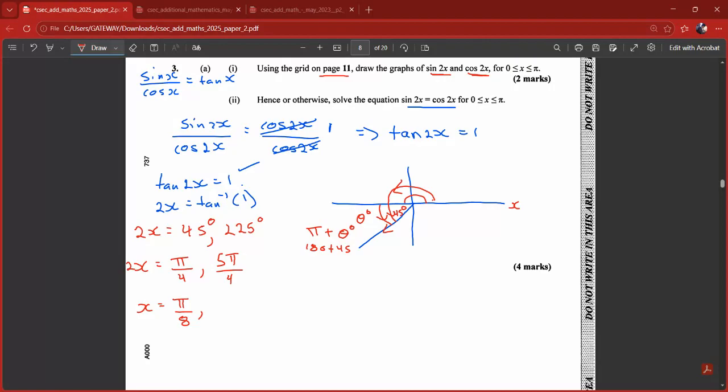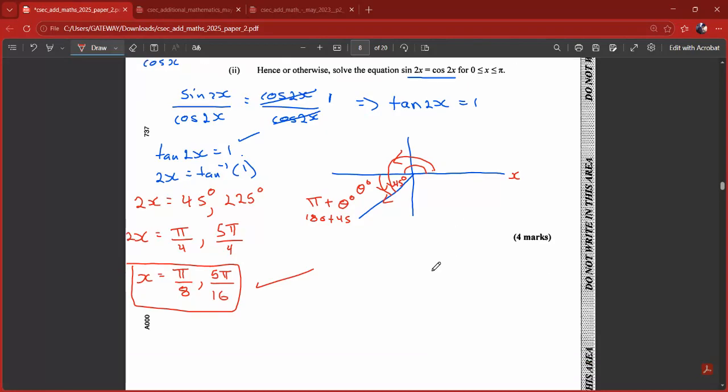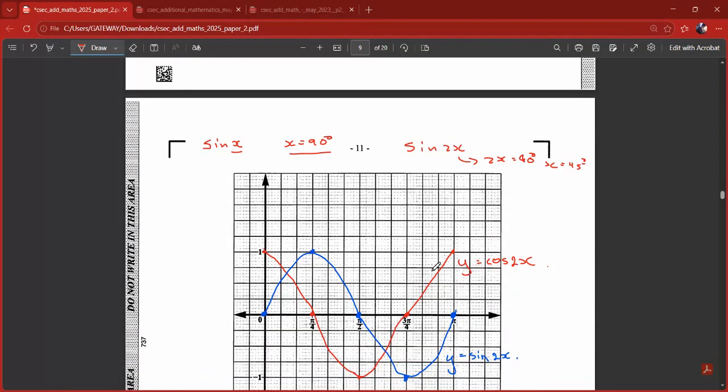And then 5 over 4 divided by 2, you're getting 5 over 8. This is 5 pi over 8. And that is my solution there. Right? Understand this, right?